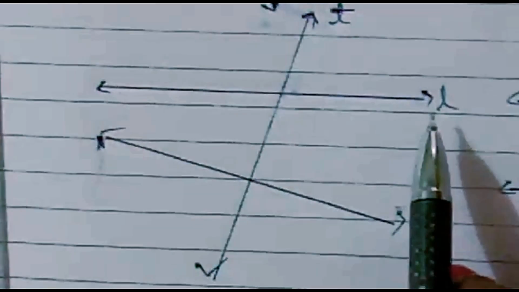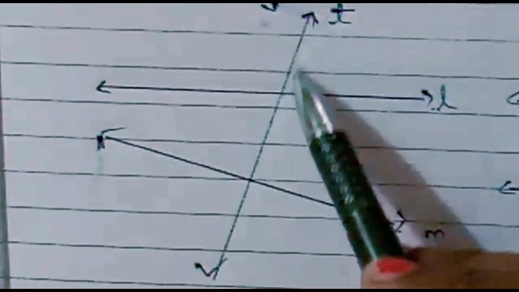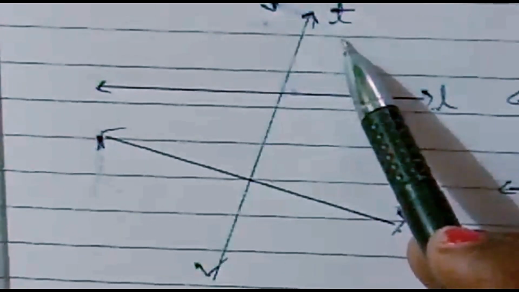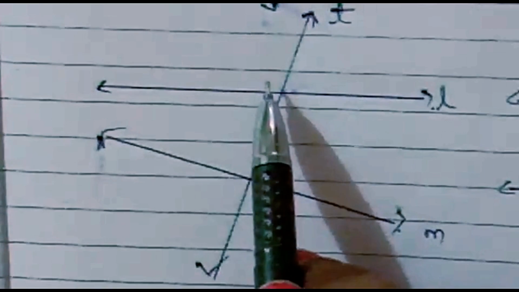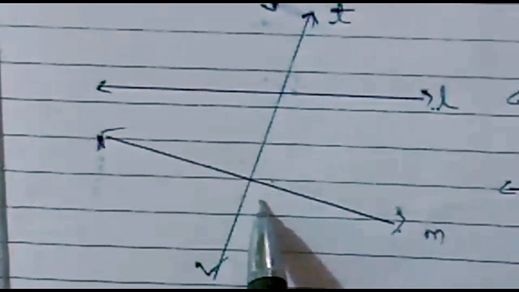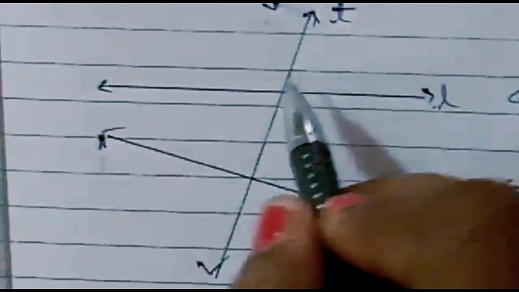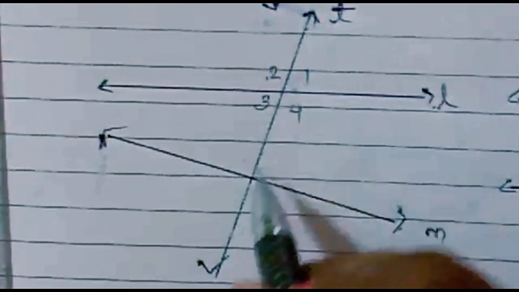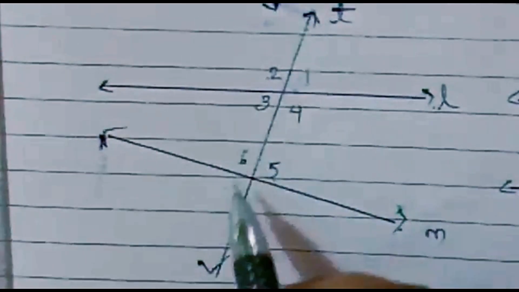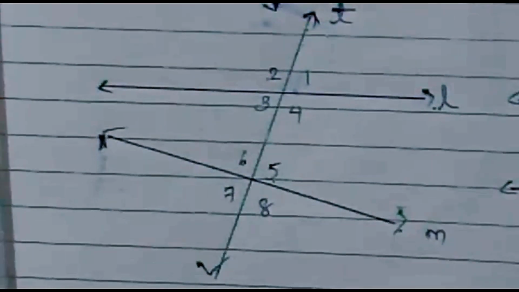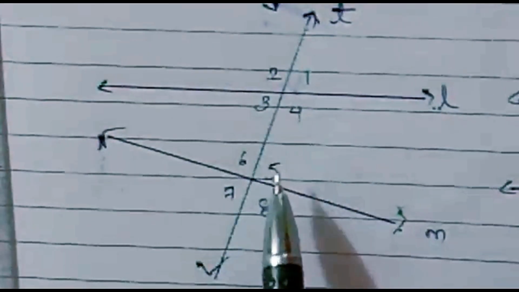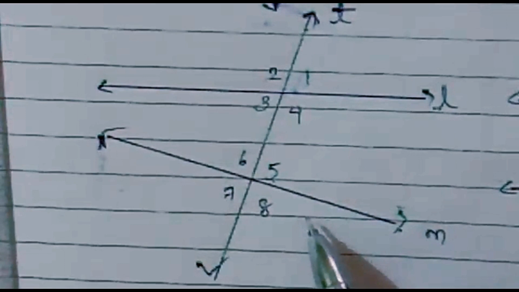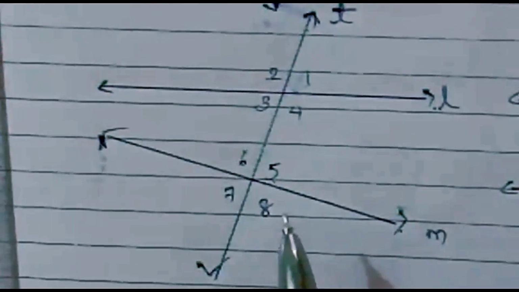Now you can see lines L and M are there. We have a transversal T which is intersecting both the lines L and M, and so it is called a transversal. Here in total we have 1, 2, 3, 4, 5, 6, 7, 8 angles formed. Either you can name them as A, O, B and so on, or you can give them numbers. So I have given them numbers 1 to 8. In this kind of situation we may have corresponding angles, alternate interior angles, and interior angles on the same side of the transversal.